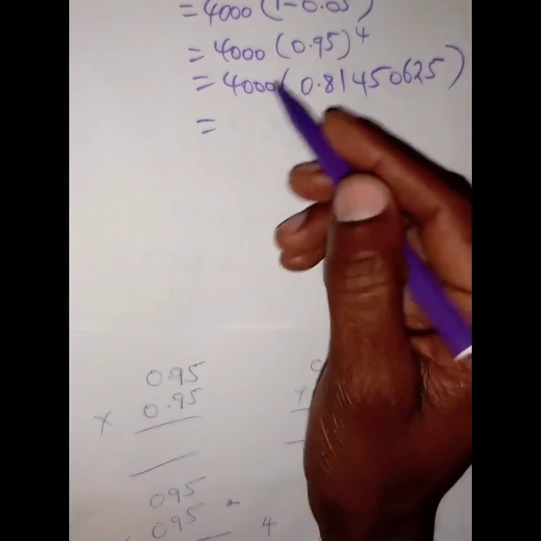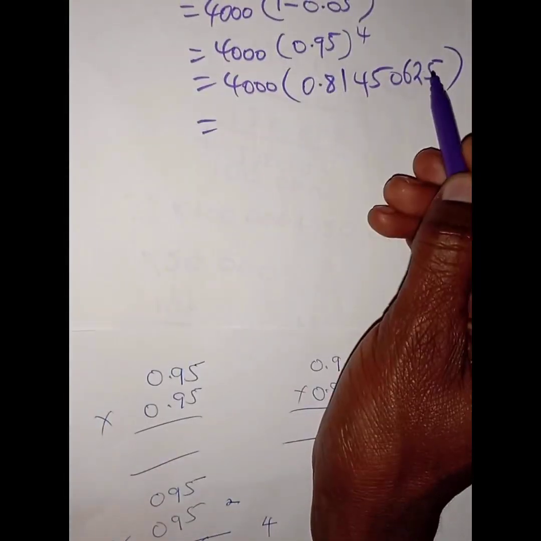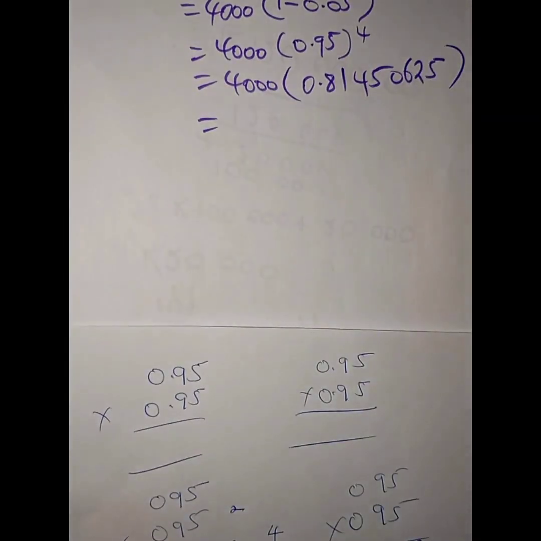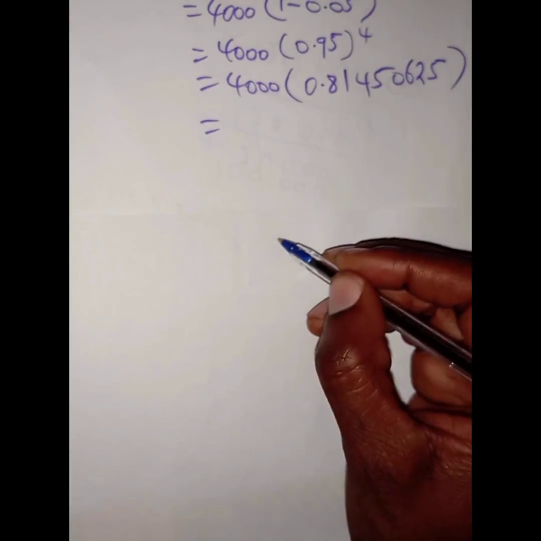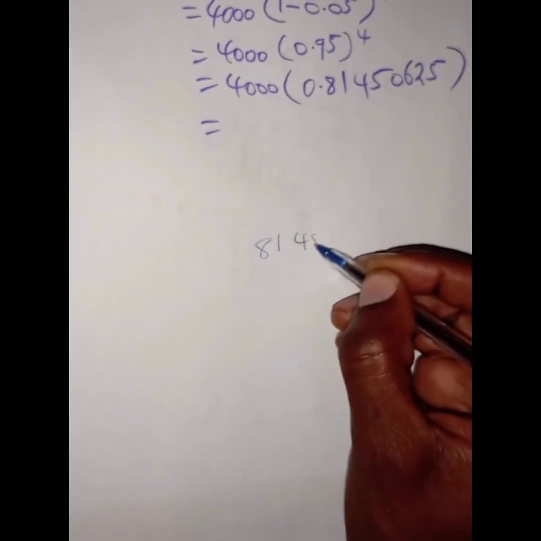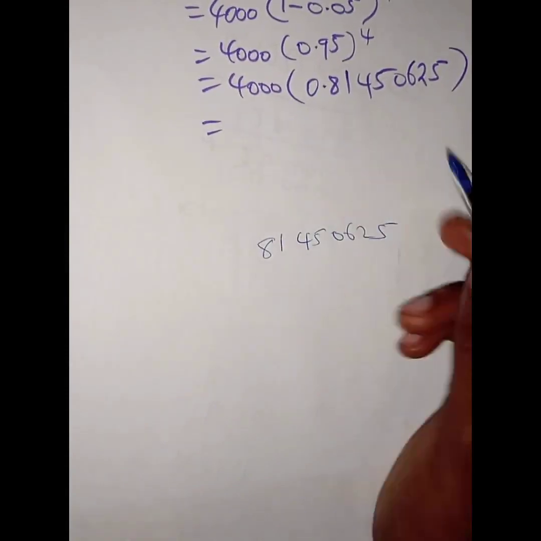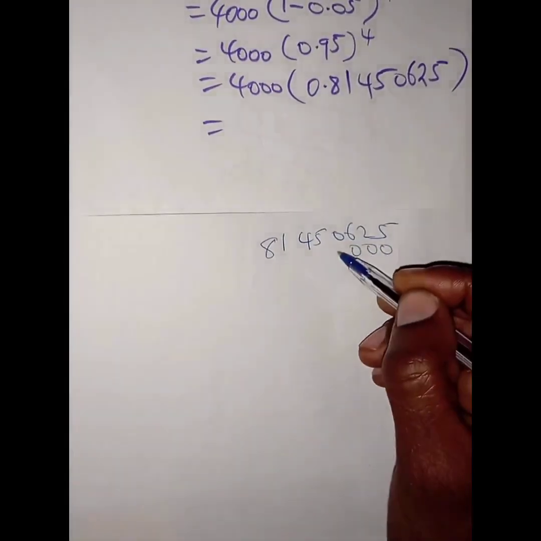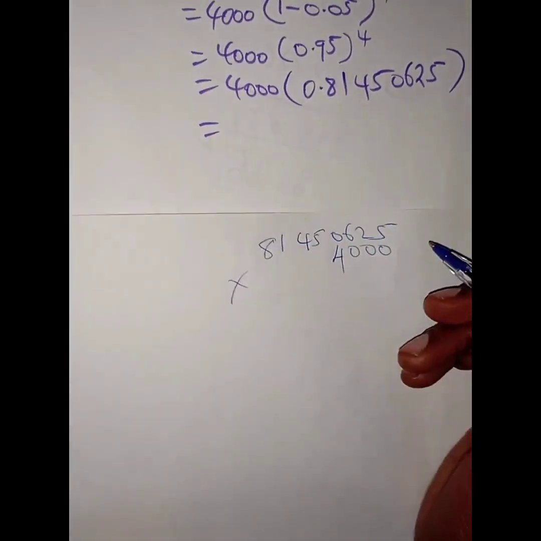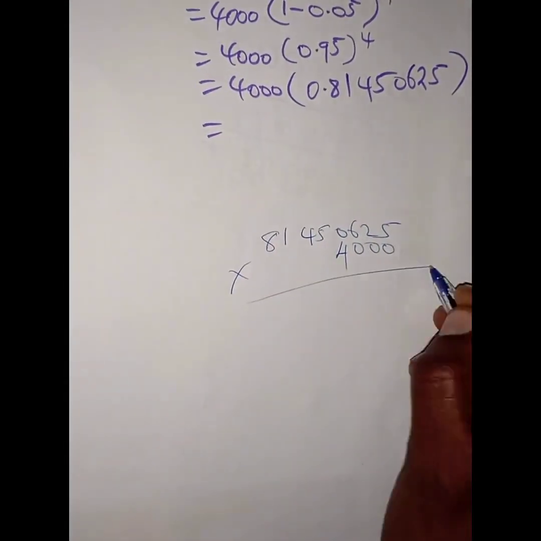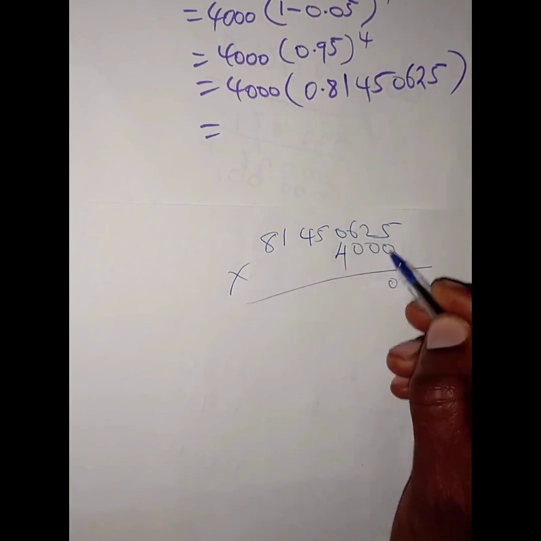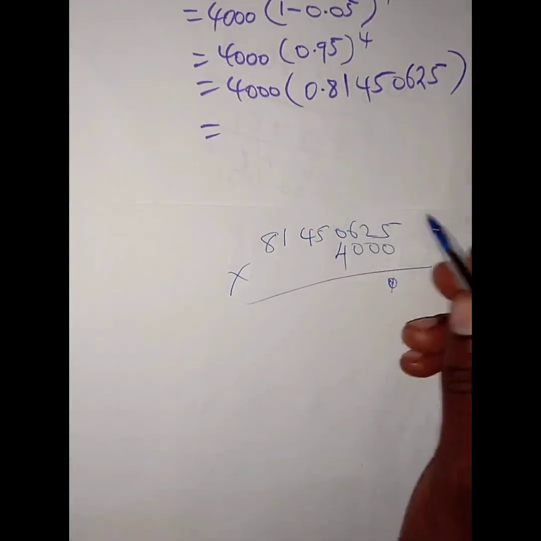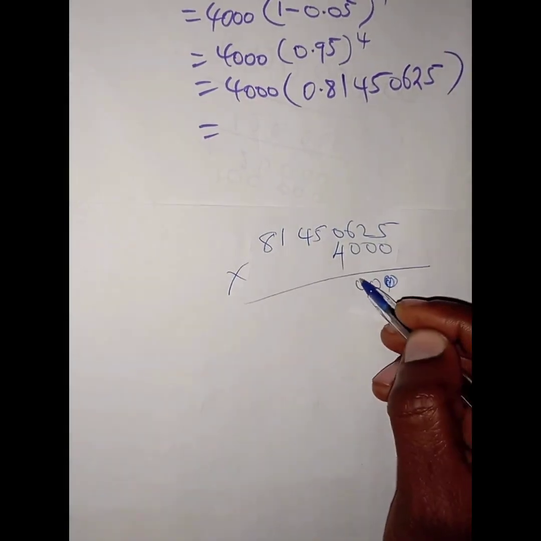So now this one, it means 4,000 times this. What's the answer? So we can also solve this separately. We'll ignore this decimal point deliberately. So we have 81450625 times 4,000, like this, right? So you know 0 times this, it will still give you 0, 0, 0, 0, 0. So let's just start. We know these will be zeros, zeros, zeros, right?